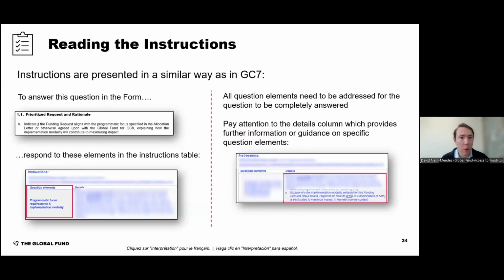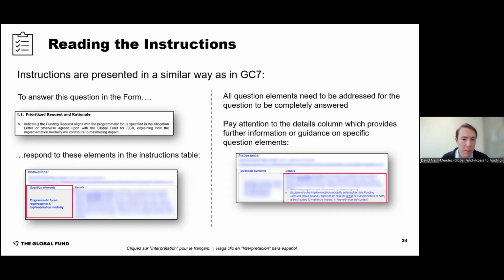But before we start on the questions in the forms itself, a quick refresher on the instructions. For Grant Cycle 8, the instructions are embedded with the funding request application form, which is available on the funding request website. So the instructions and the questions are right next to each other.